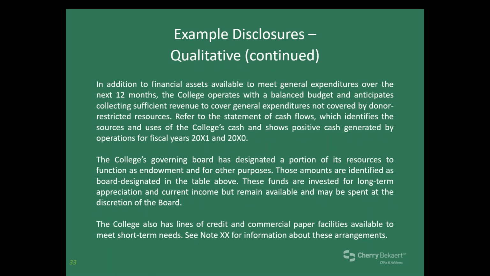And so here's one more example, trying to give you all lots of options. In this example, it says that this entity operates with a balanced budget and anticipates collecting sufficient revenue to cover general expenditures not covered by donor-restricted resources. This one also goes on to discuss the board designations, and at the end of the second paragraph it says that these amounts remain available and may be spent at the discretion of the board. And then again, there's a line of credit and commercial paper facilities available to meet short-term needs.